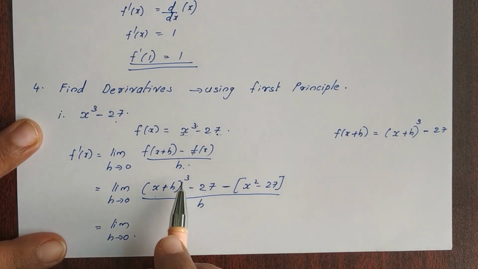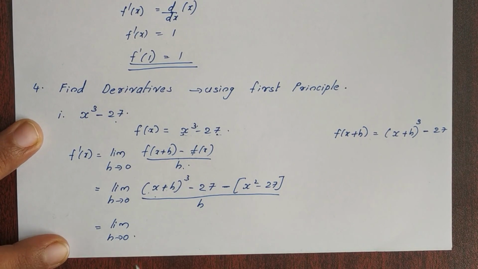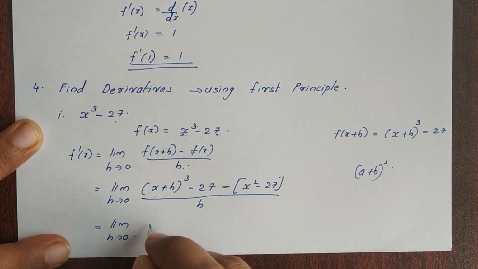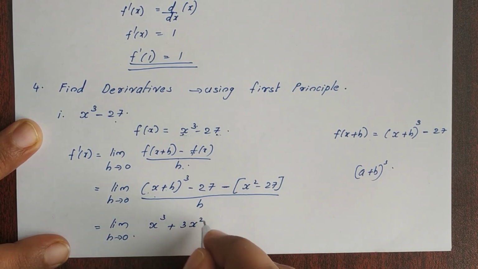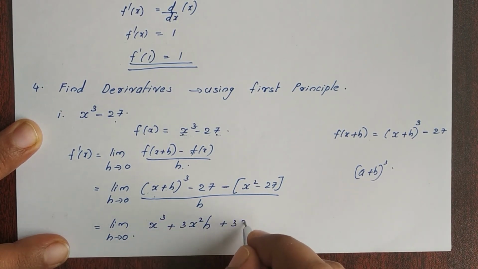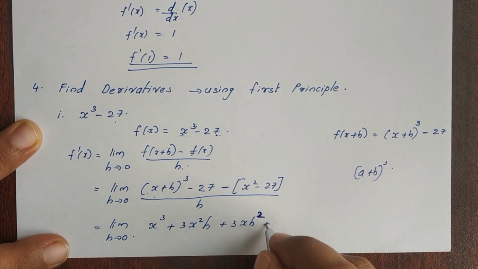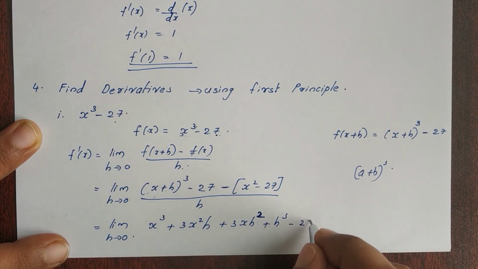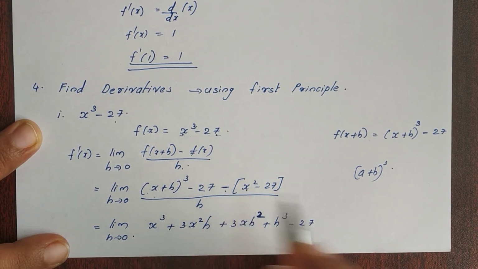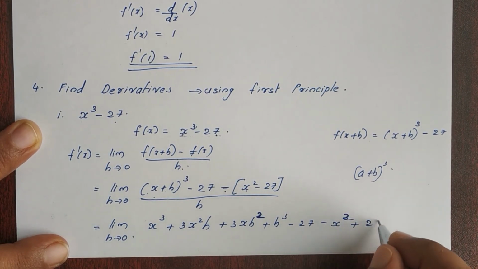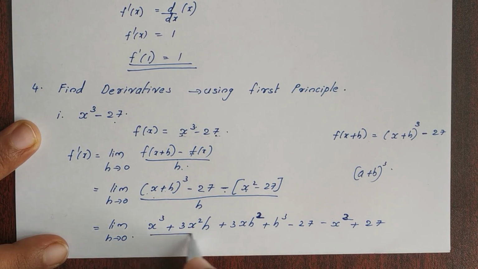In this step, we expand x plus h the whole cube using the formula for a plus b the whole cube. First term x cube plus 3x square h plus 3x h square plus h cube minus 27. Then we multiply the bracket with the minus sign, so minus x cube plus 27. The whole divided by h.